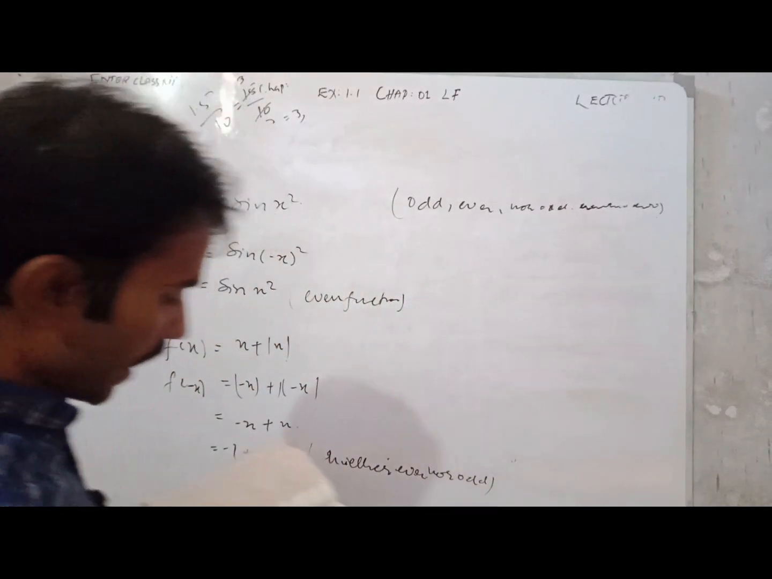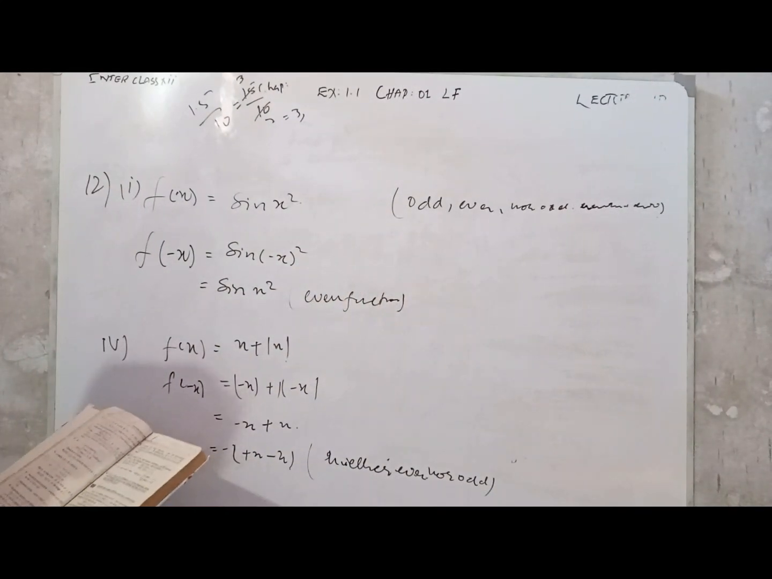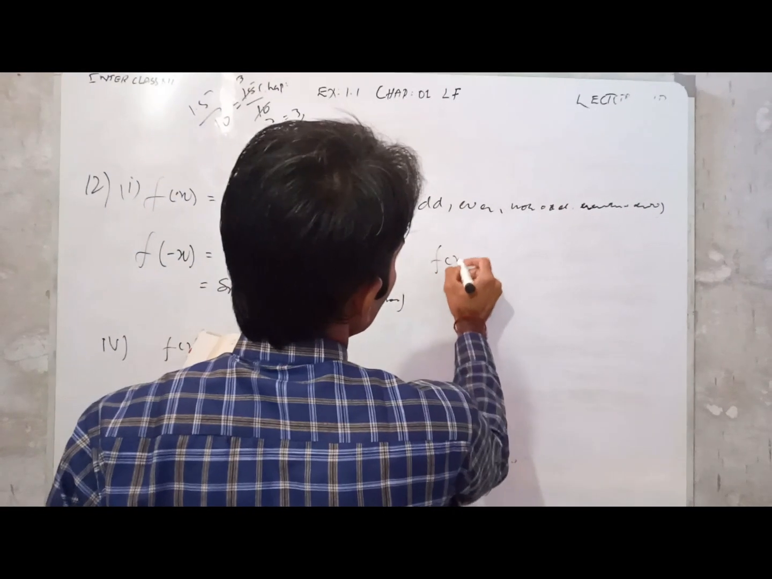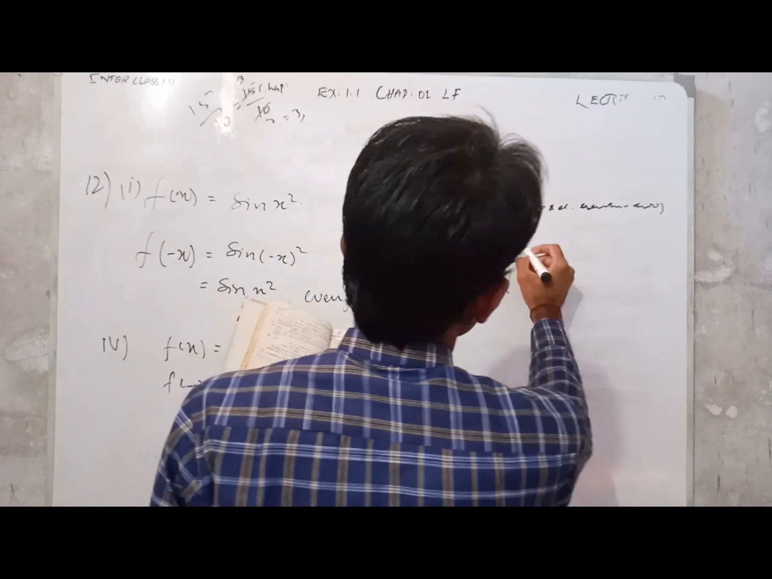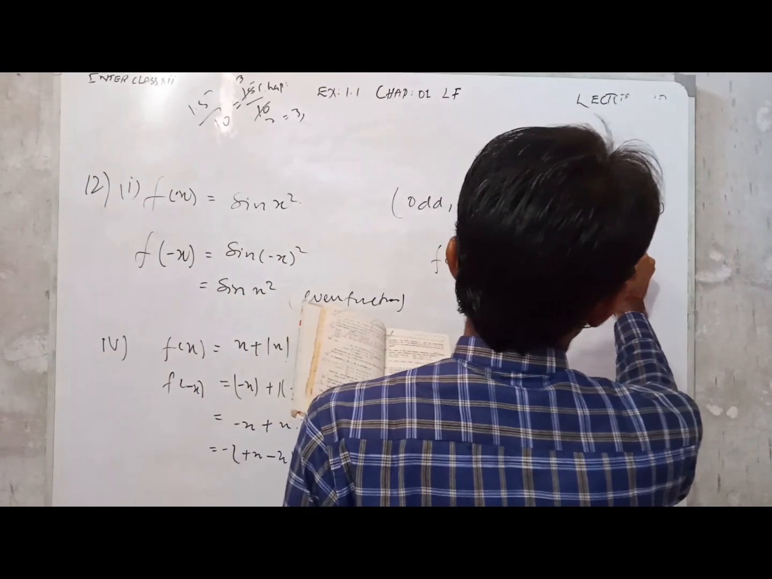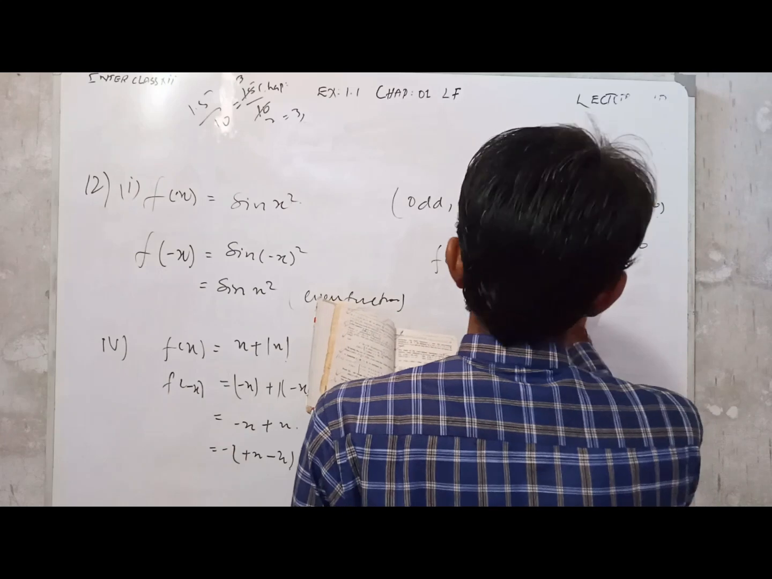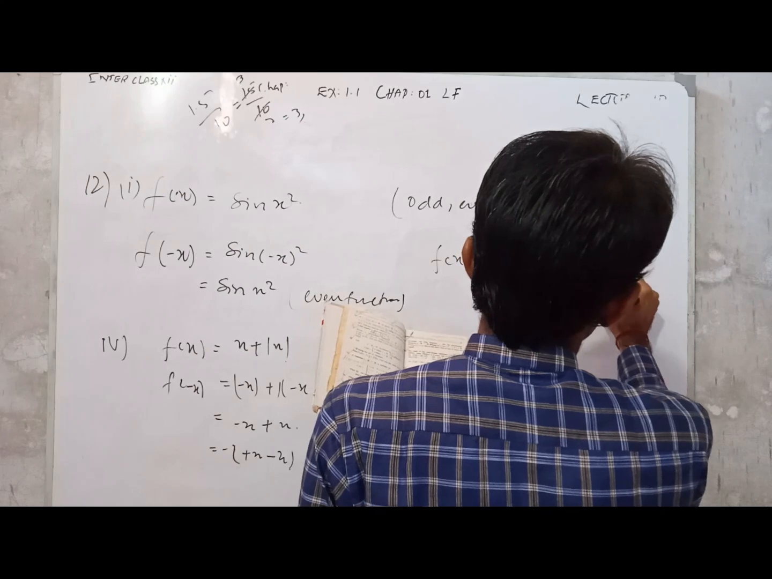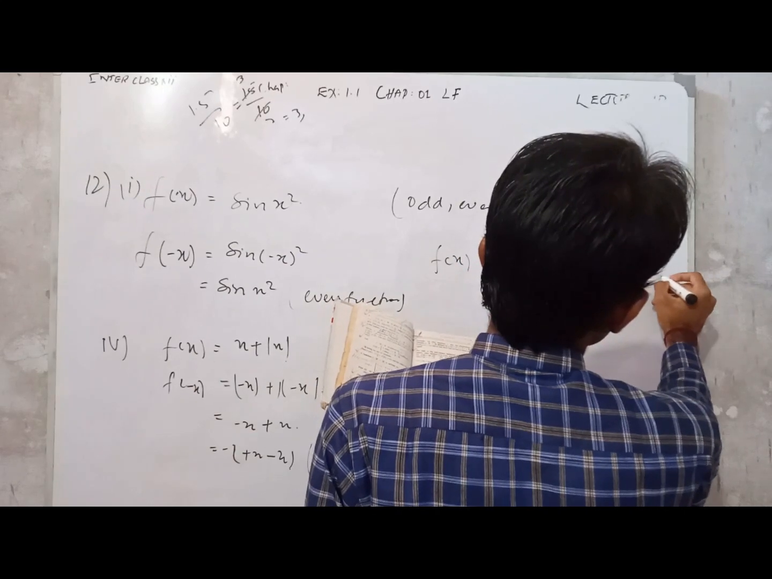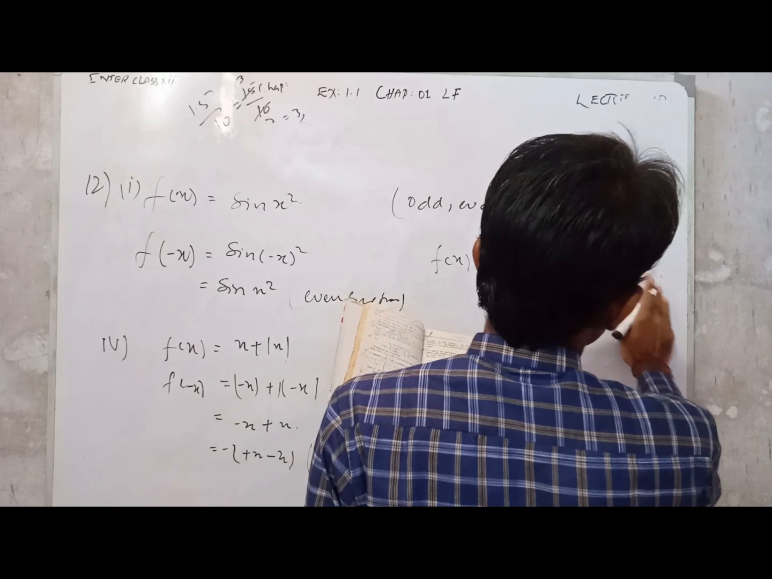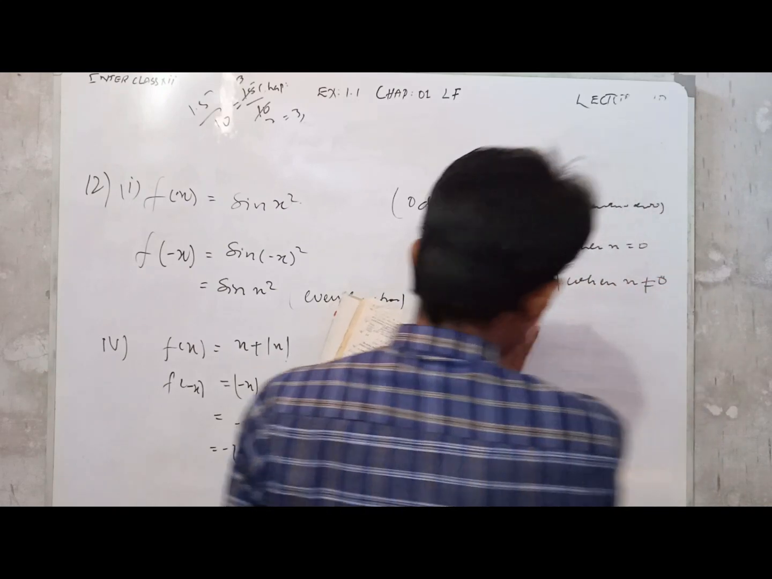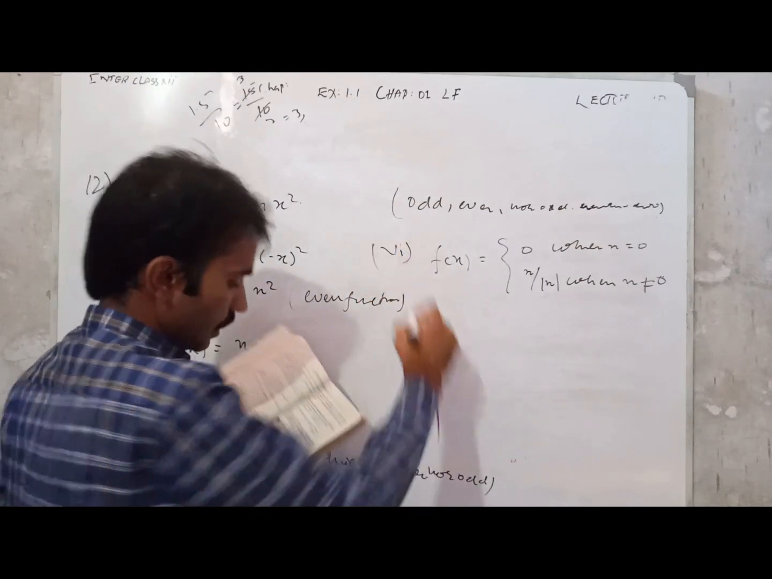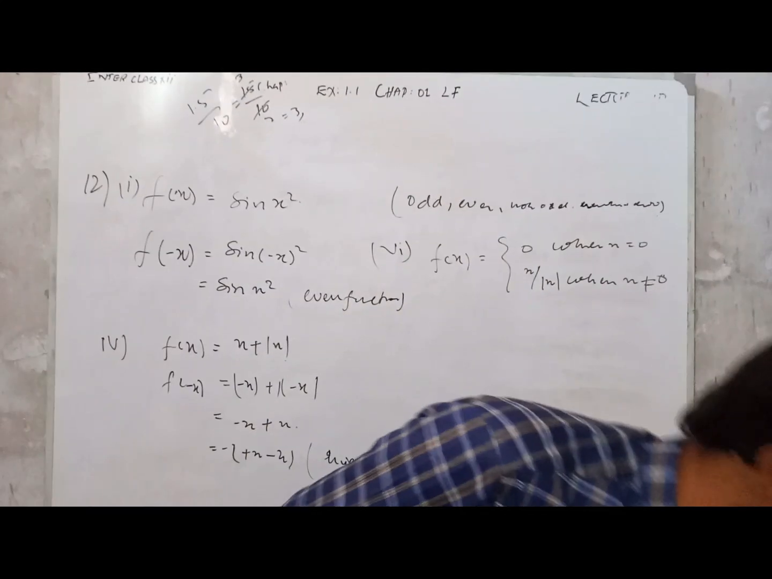So now we will find question number 6. In question number 6, we have f of x is equal to 0 when x is equal to 0, and x divided by x when x is not equal to 0. So this is question number 6. The remaining you will solve yourself.